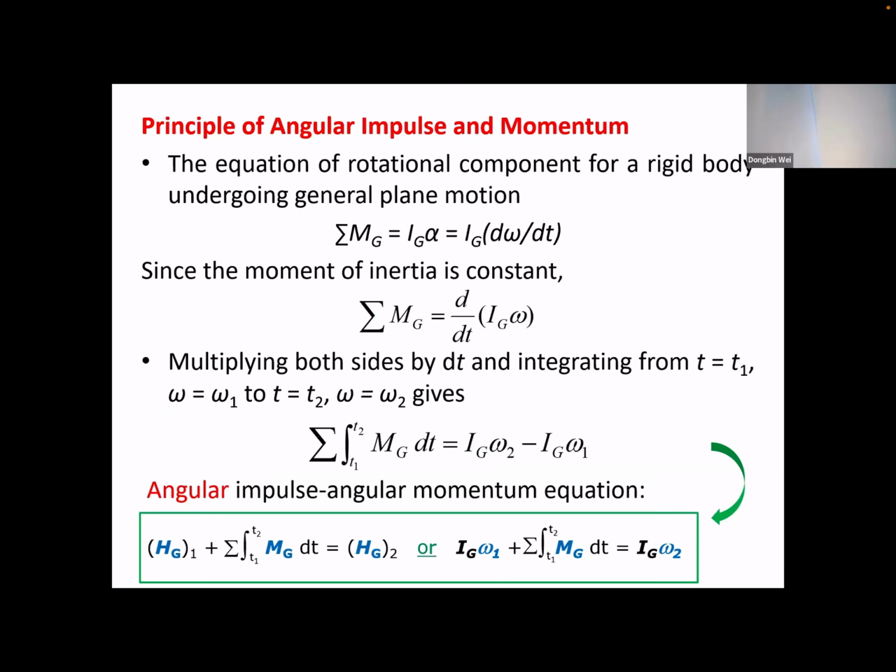Now, for the principle of angular impulse and momentum, the physical meaning of this equation is similar. For a rigid body, its initial angular momentum plus the angular impulse acting on this rigid body in the time duration from T1 to T2 should be equal to the angular momentum of this rigid body in its final state.